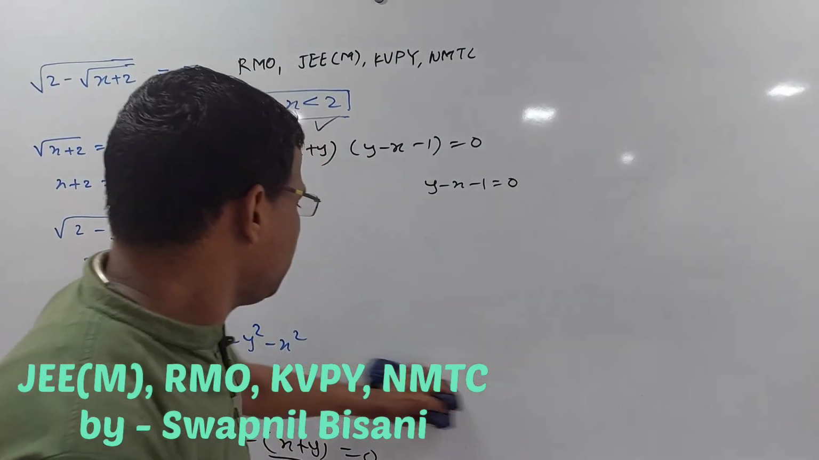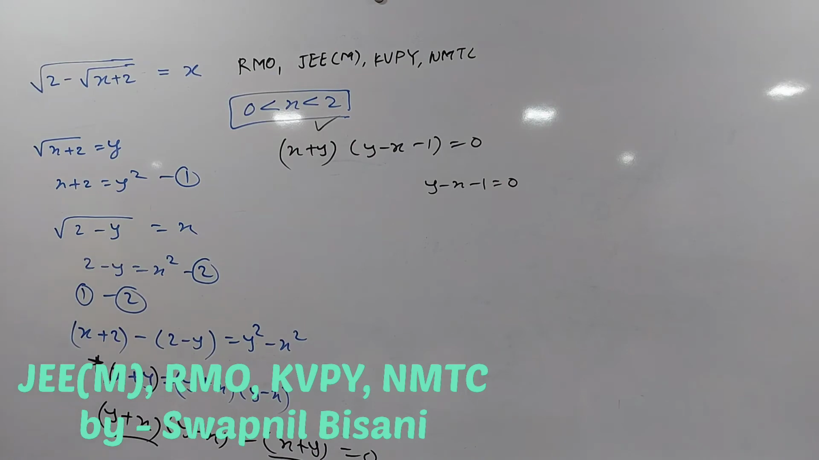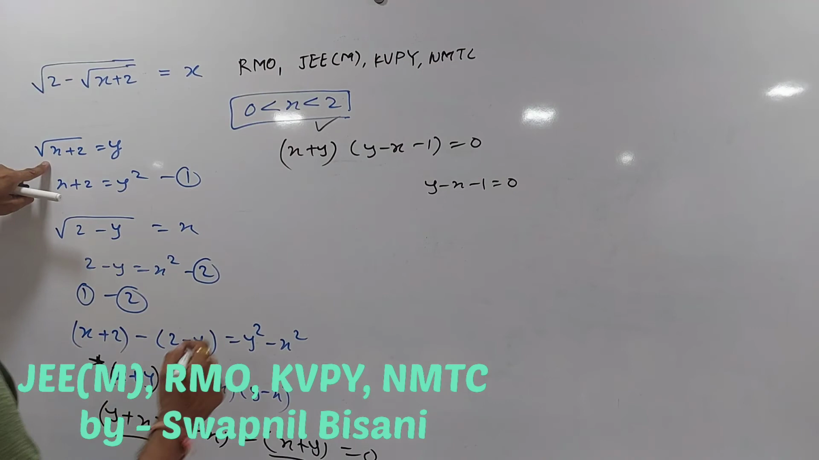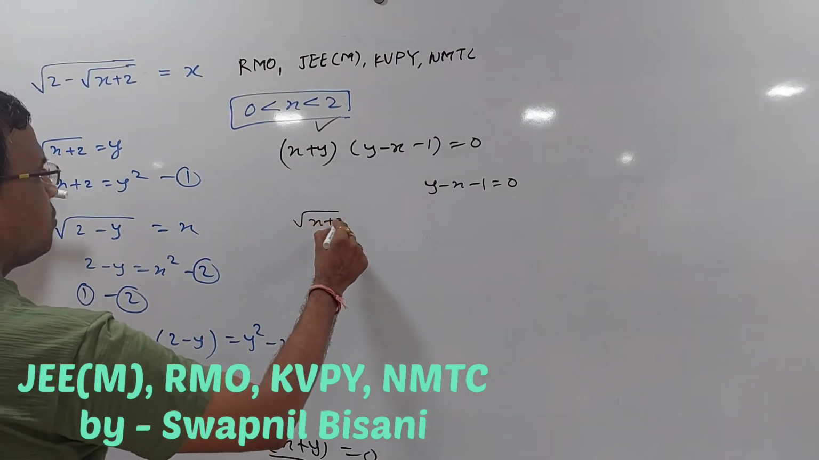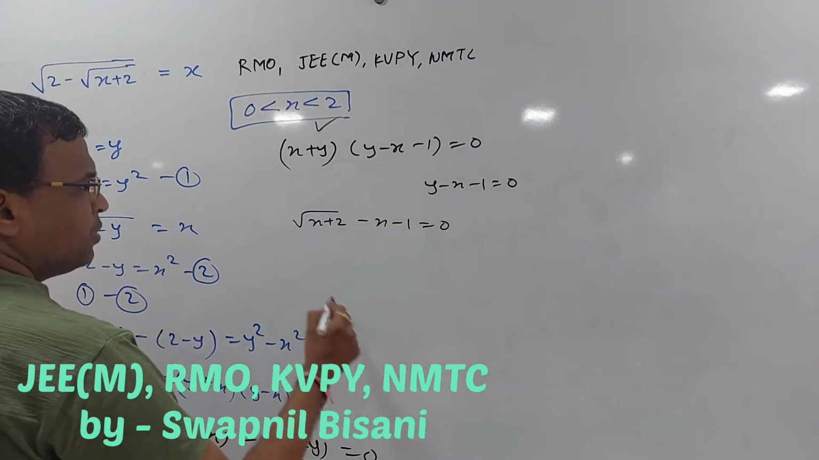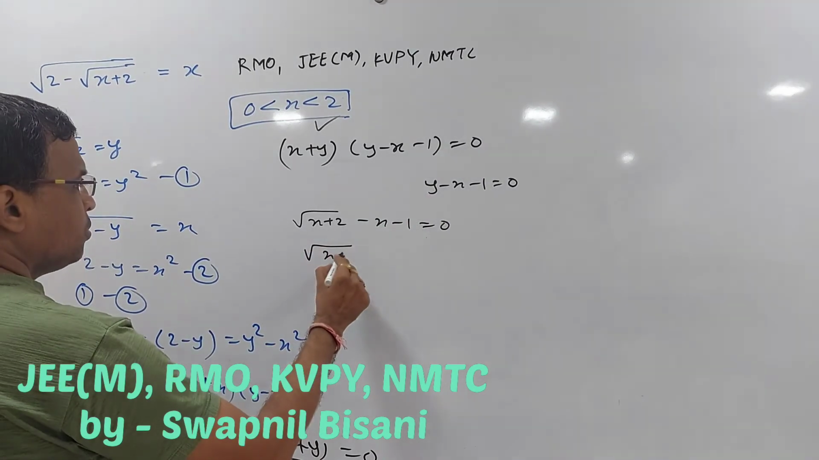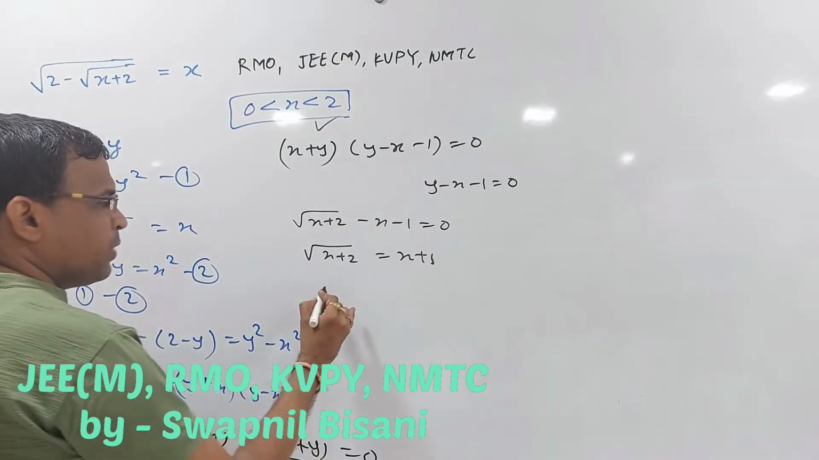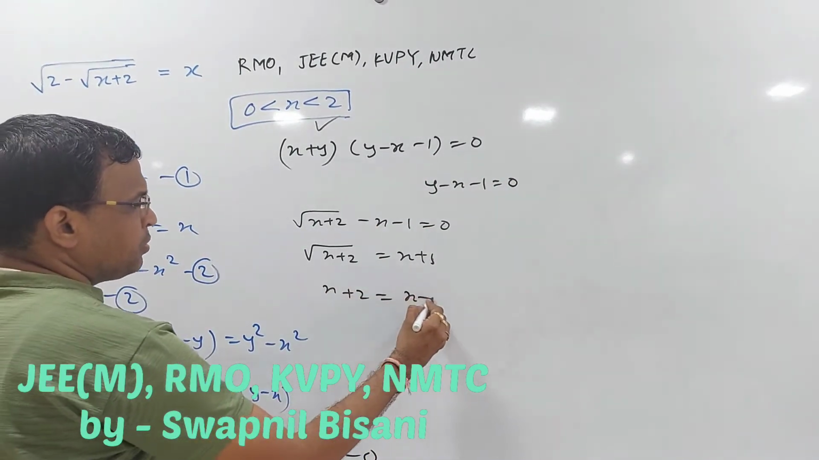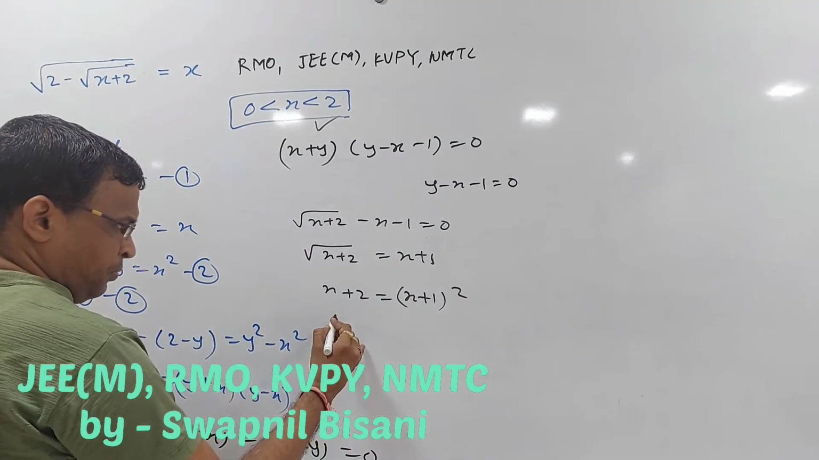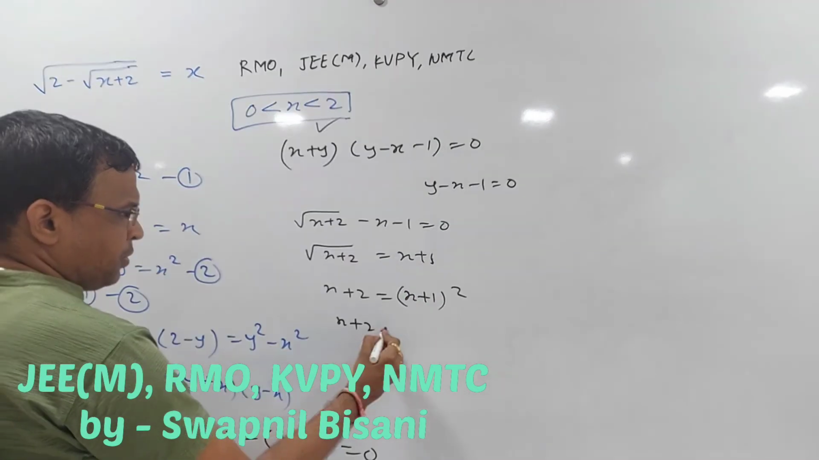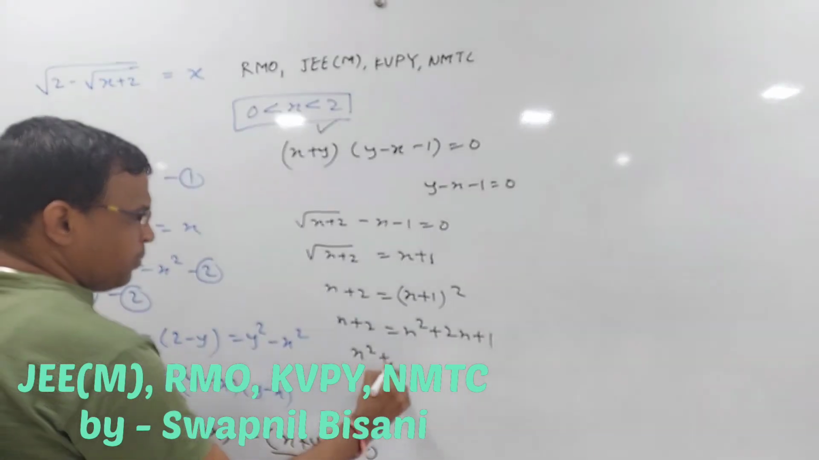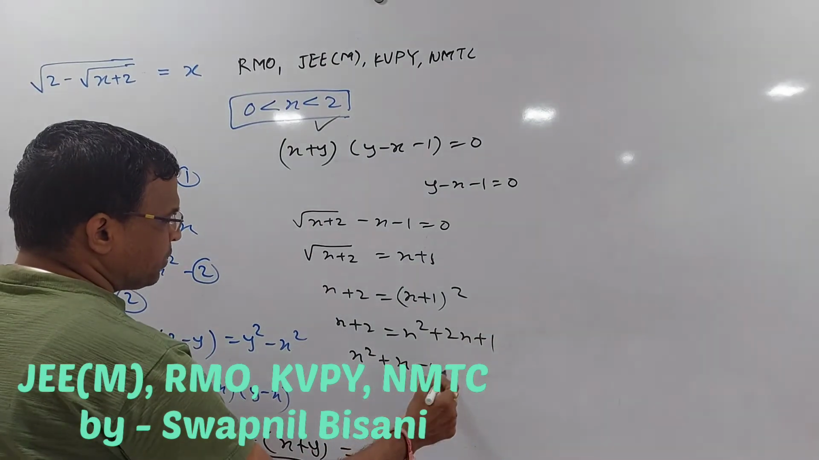Fine. So let me jump to the next possible case. So it's y minus x minus 1. So y is root of x plus 2, minus x minus 1 is equal to 0. So root of (x plus 2) shifted, x plus 1 shifted. So squaring, x plus 2 is equal to (x plus 1) whole square. And x plus 2 is equal to x square plus 2x plus 1, so x square plus x, shifting that side, minus 1 is equal to 0.